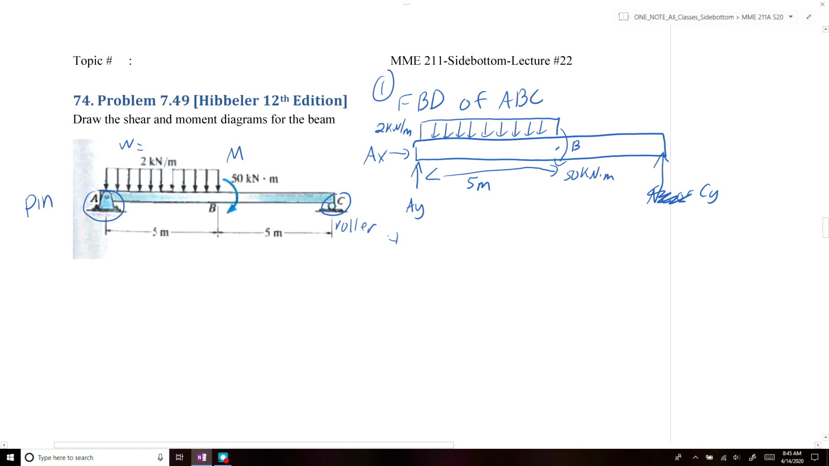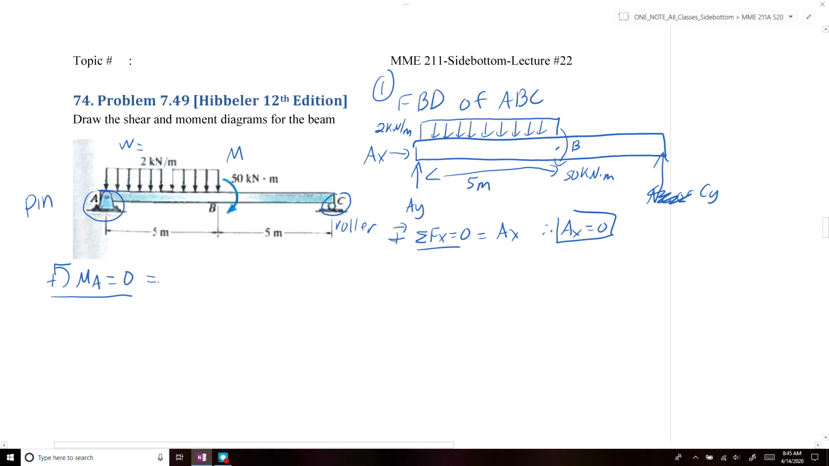So we'll start off with the easiest one. We'll sum our forces in the X direction and set that equal to 0. So the only force we have in the X direction is AX. Therefore, AX is equal to 0. For the second part of the problem, we will sum the moments about point A and set that equal to 0.